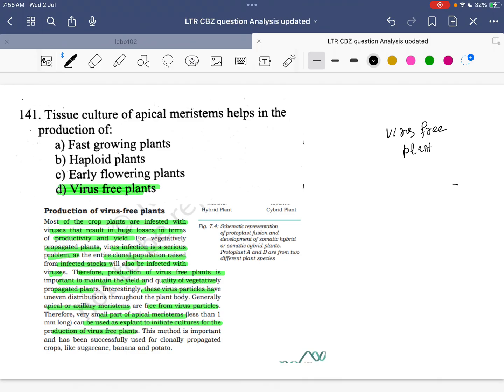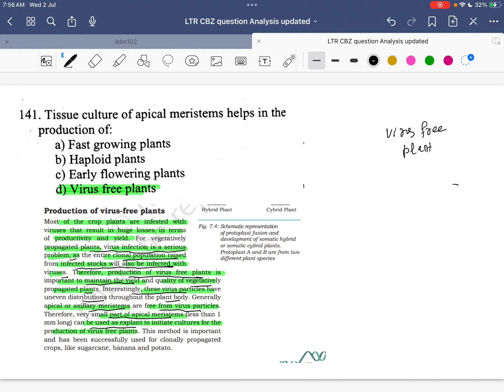Reference is in Biotechnology of 12th NCERT. So here it is written: for vegetatively propagated plants, virus infection is a serious problem, as the entire clonal population raised from the infected stocks will also be infected with the virus. Therefore, production of virus-free plants is important to maintain the yield and quality of vegetatively propagated plants. Interestingly, these virus particles have uneven distribution throughout the plant body. Generally, apical or axillary meristems are free from these virus particles.